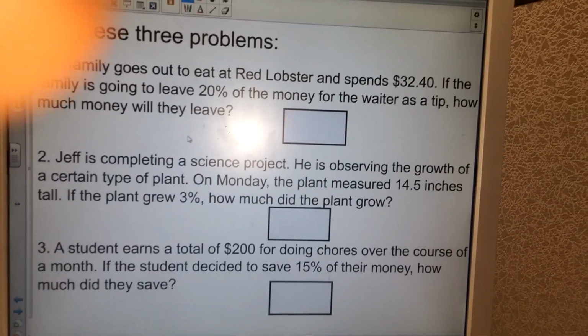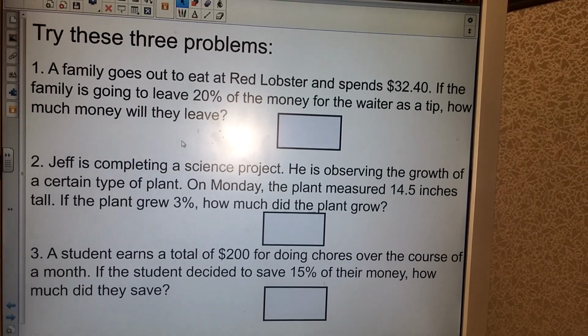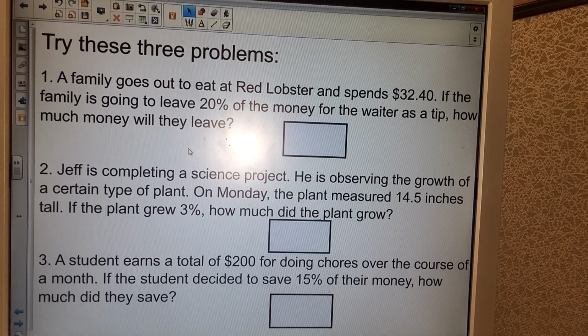Okay, before you get to the work, pause the tape. Here are 3 word problems. Go ahead and answer these in your notebook now.